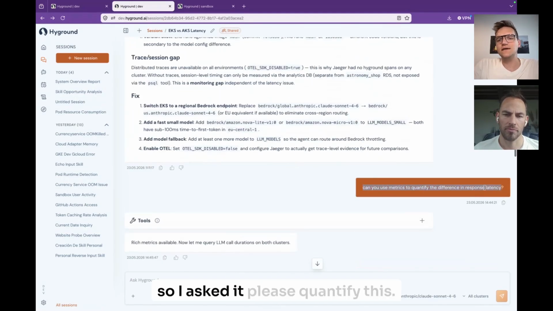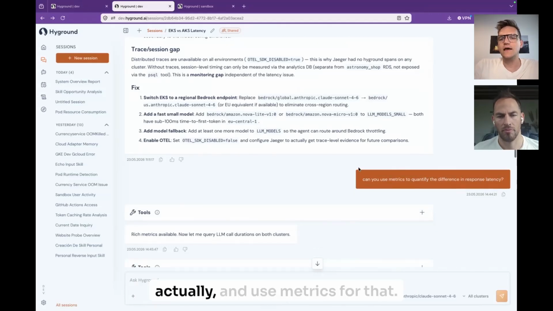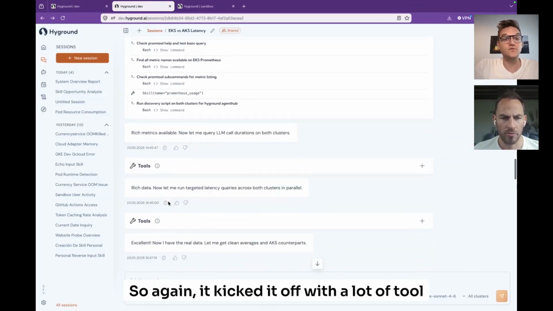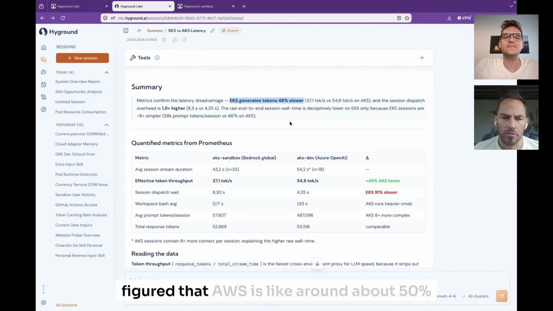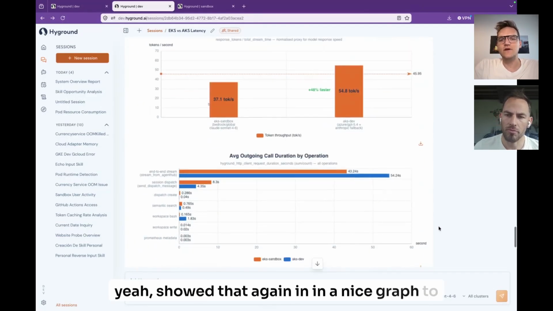So I asked it, please quantify this. I want to know how much slower it is actually. And use metrics for that. So again, it kicked it off with a lot of tool calls and came up with another info and figured that AWS is around about 50% slower than Azure. Yeah, showed that again in a nice graph to me.